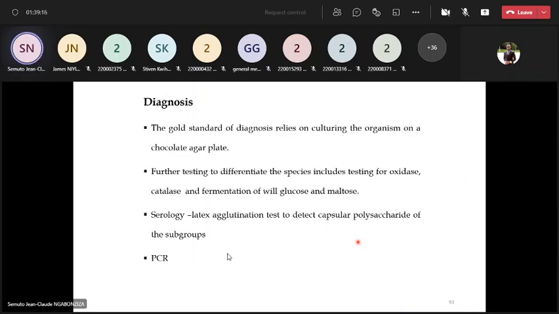As diagnosis, the gold standard is culture. You can isolate Neisseria meningitidis on a chocolate agar plate. Further testing to differentiate species includes testing for oxidase, catalase, and fermentation of glucose and maltose. You can do serology by latex agglutination or PCR to identify the pathogen quickly.